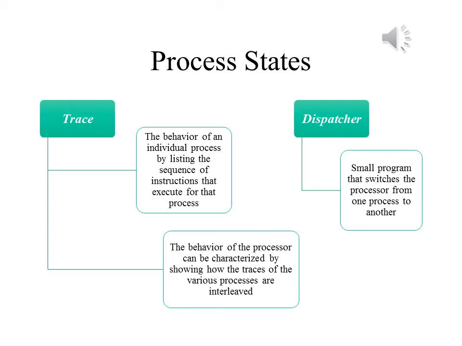We may characterize the behavior of an individual process by listing the sequence of instructions that execute for that process. Such a listing is referred to as a trace of the program. We can characterize the behavior of the processor by showing how the traces of various processes are interleaved.